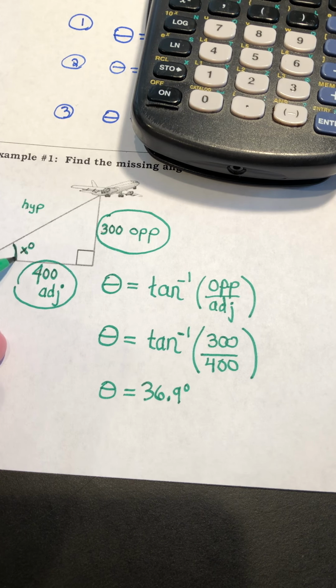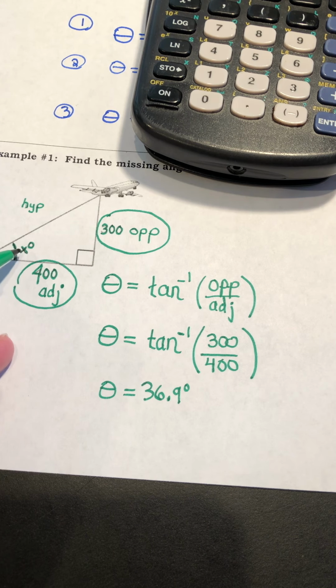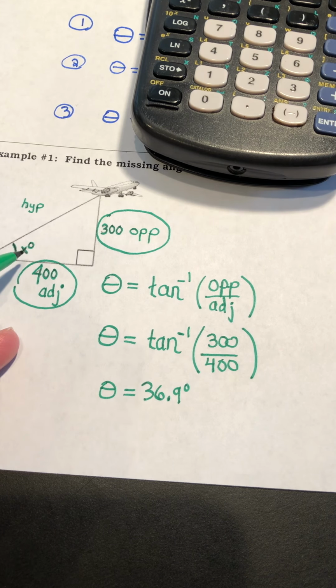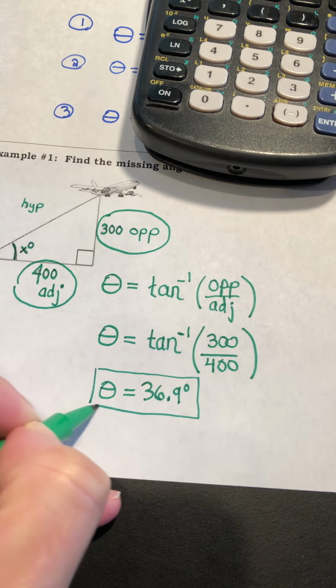Now, just a quick note, even though I call this angle X, theta is the same thing, really. It's just standing for the missing angle. So don't let the variables fool you. Theta is the missing angle, and you can call the missing angle X, Y, Z, whatever you want. So the final answer is 36.9 degrees.